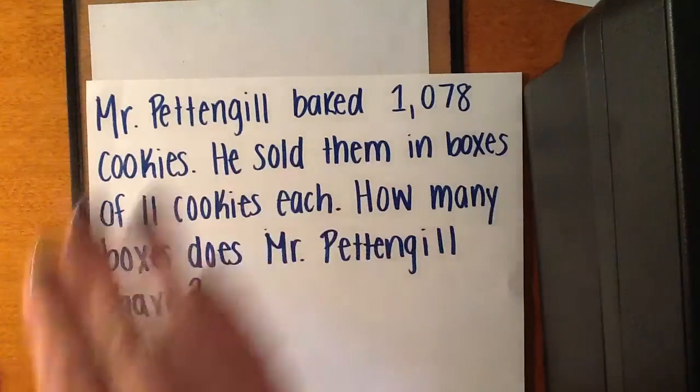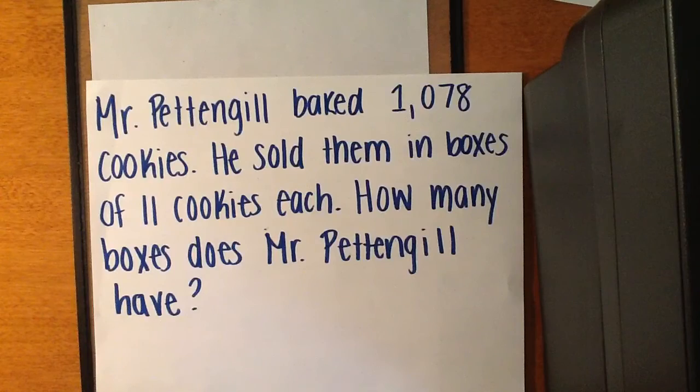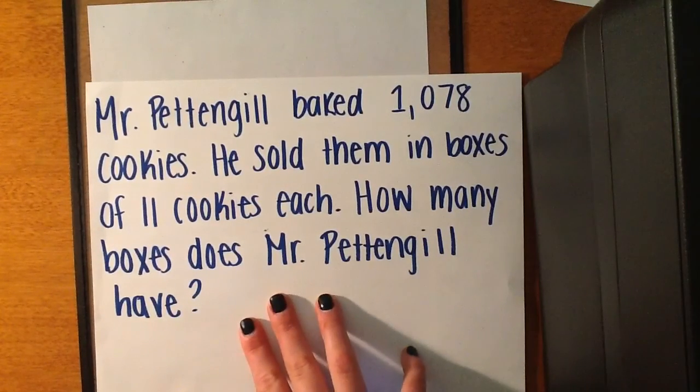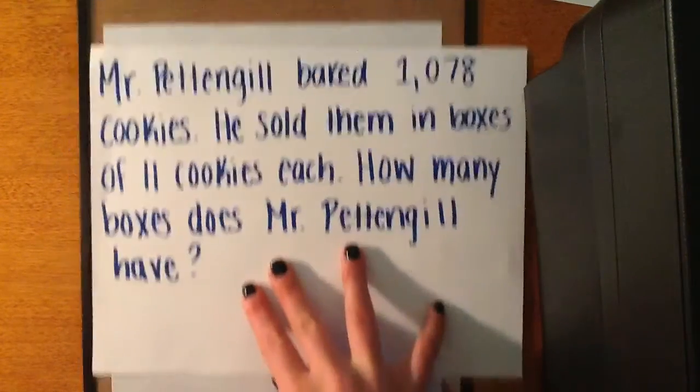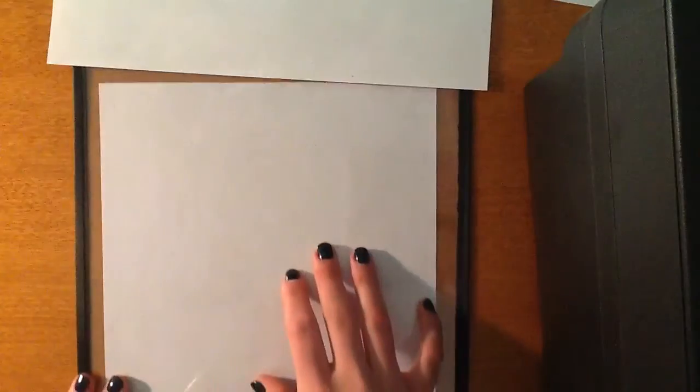into boxes, and each box will have 11 cookies in them. So we're not going to be getting a bigger answer. That wouldn't make any sense. We have to get a smaller answer. So what we're going to do to solve this problem is we're going to set up partial quotients. And that looks something like this.